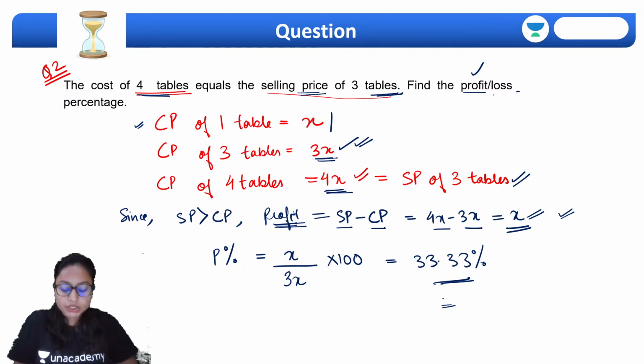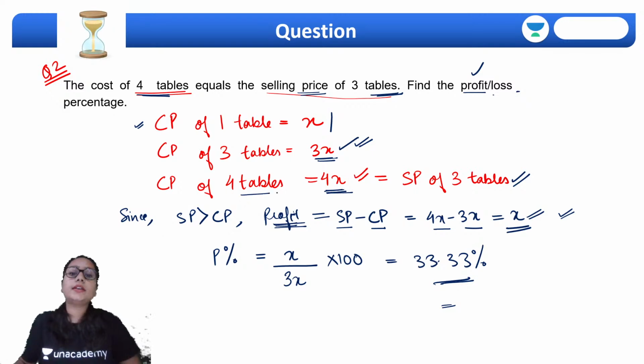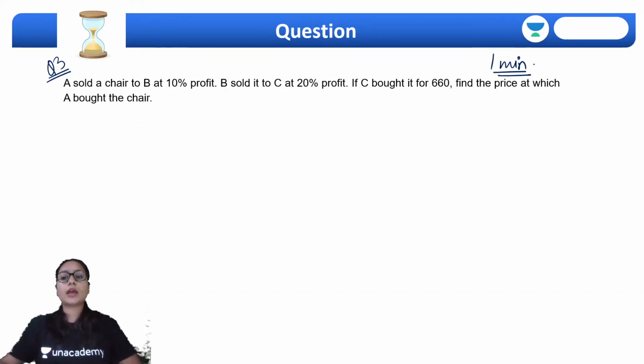Nilesh, Sejal, is this question clear now? No, Sejal, the cost price of 4 tables is 4x, but we are solving this for 3 tables. I hope this is clear. Please solve this question. You have a minute.